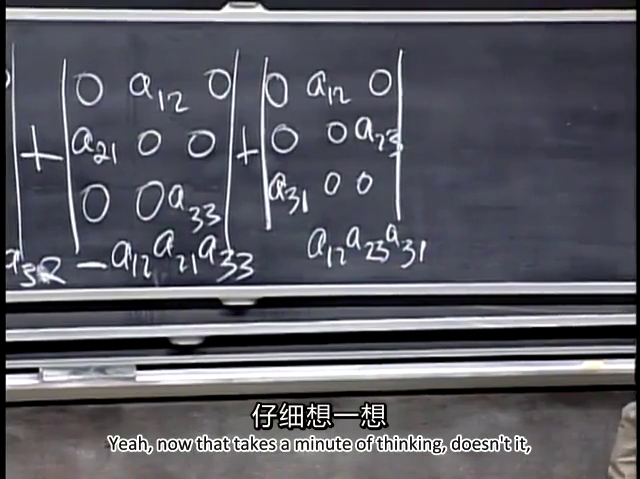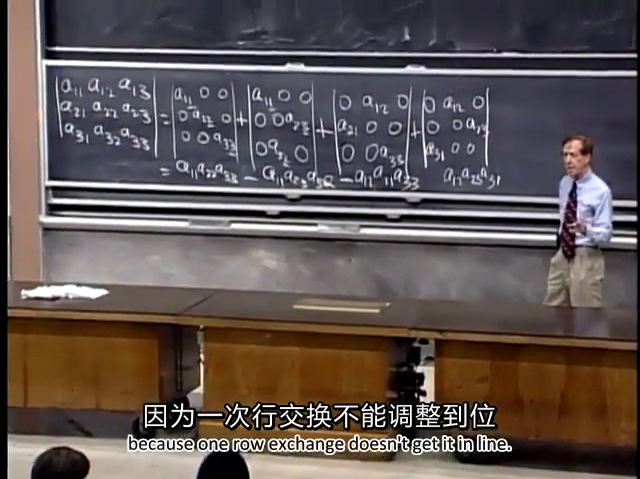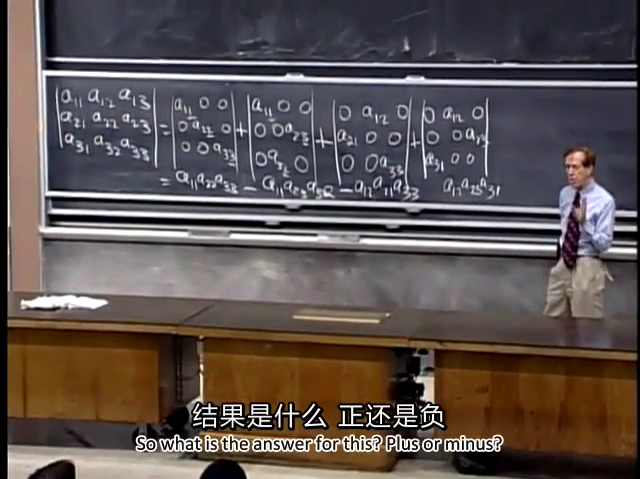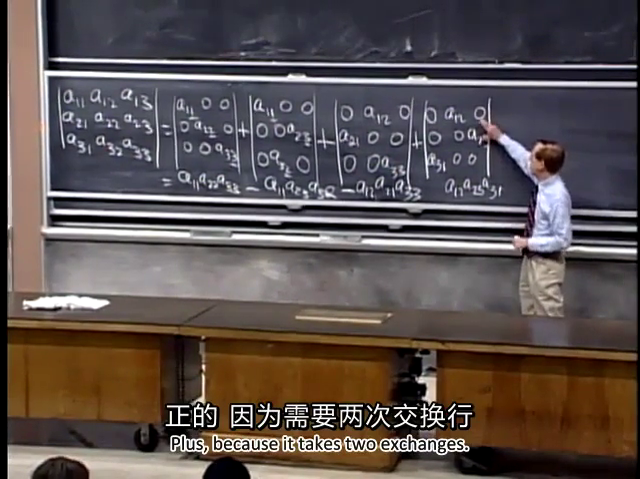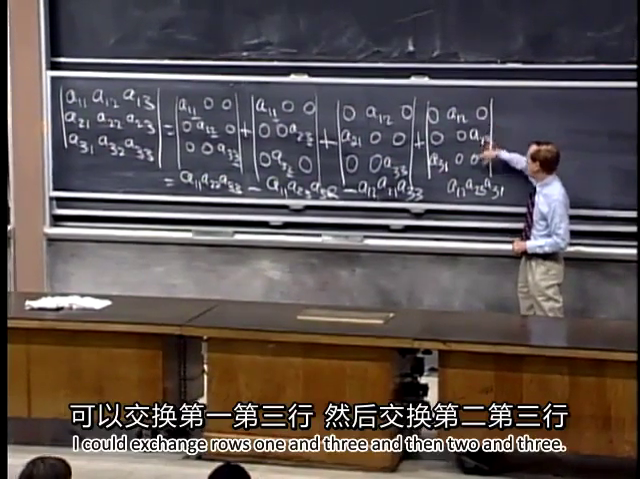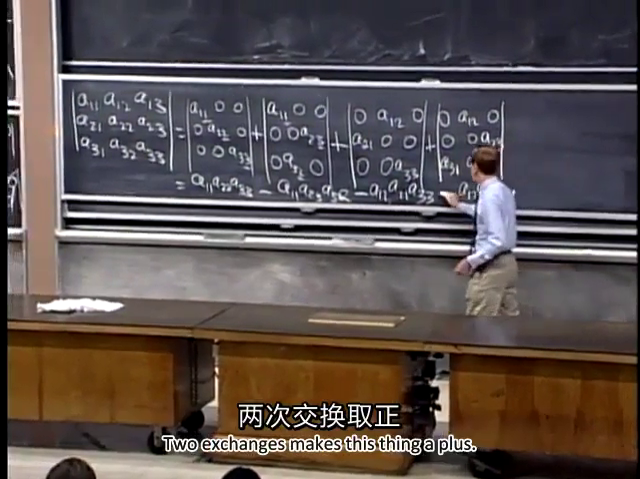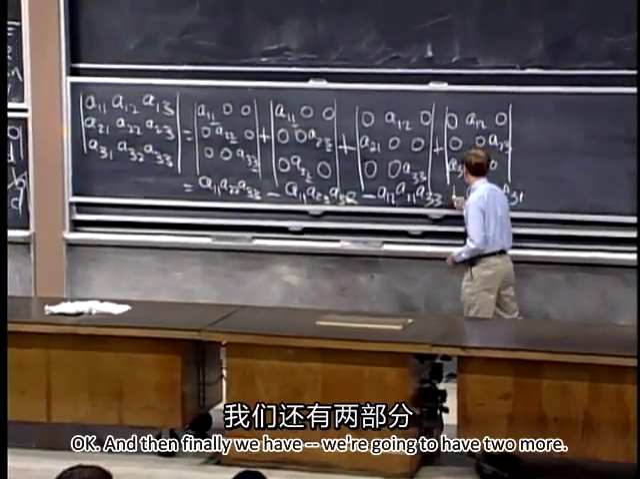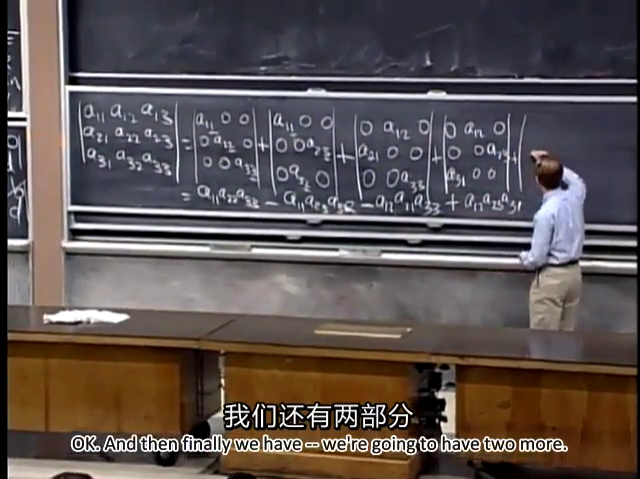Yeah, now that takes a minute of thinking, doesn't it? Because one row exchange doesn't get it in line. So what is the answer for this, plus or minus? Plus, because it takes two exchanges. I could exchange rows 1 and 3, and then 2 and 3. Two exchanges makes this thing a plus. OK. And then finally, we're going to have two more.